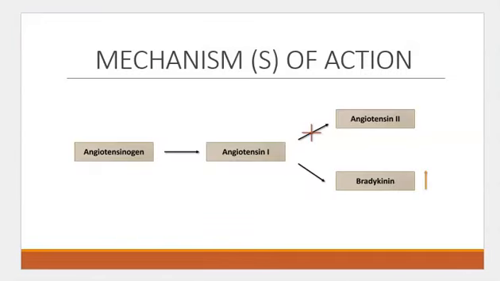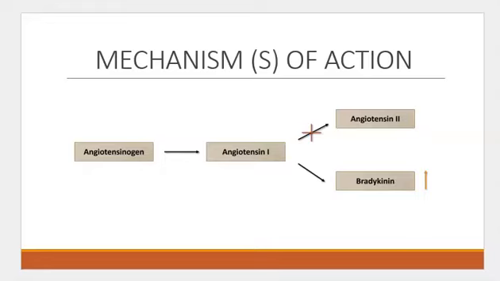The specific mechanism of action for lisinopril involves the alpha-globulin angiotensinogen. Angiotensinogen is secreted from the liver, and it is part of the renin-angiotensin-aldosterone hormone system that regulates blood pressure and fluid balance.